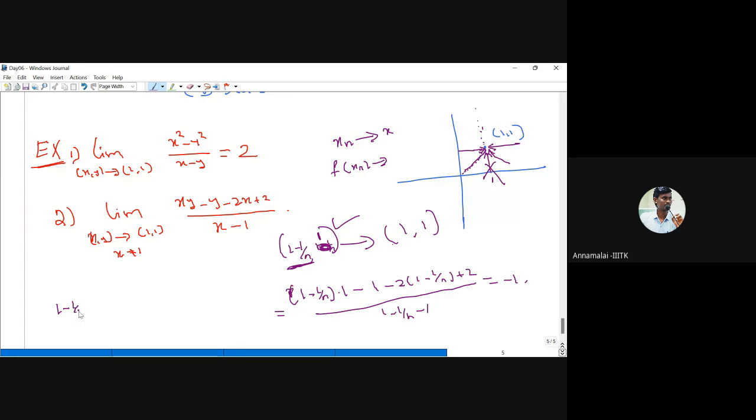1 minus 1 by n. Again, minus 1 minus 2 plus 2 by n plus 2. And the denominator we can cancel, we get minus 1 by n. So minus 2 cancel, plus 1 minus 1 cancel, and this is 1 by n. So you'll get again minus 1 by n, right? Minus 1. So therefore, we guess that the limit is 1.